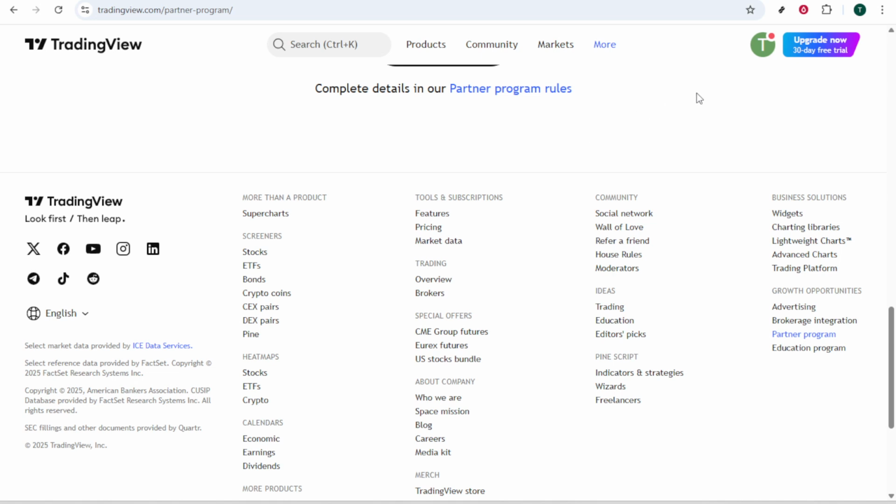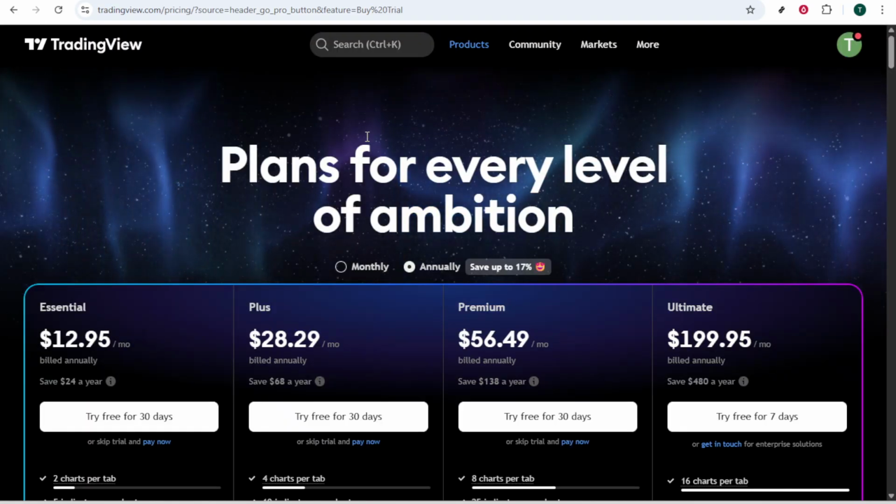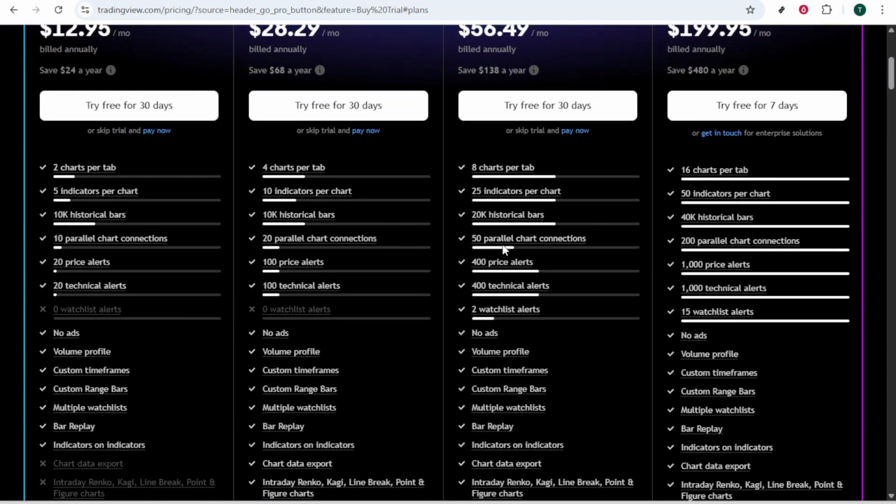First, you'll want to visit the TradingView website. Once there, keep an eye out for the Try Free for 30 days option, which you'll see associated with their premium plan. This is a fantastic opportunity to unlock all the features that come with a premium subscription, from advanced chart layouts to comprehensive market data.